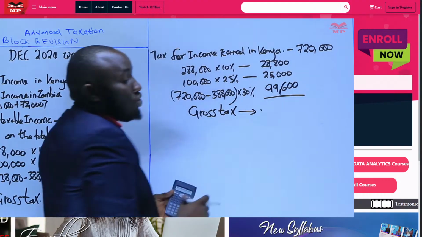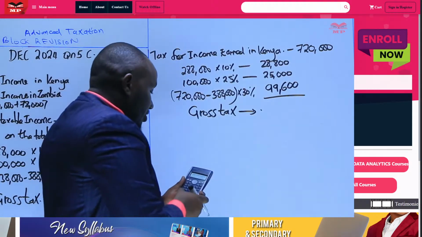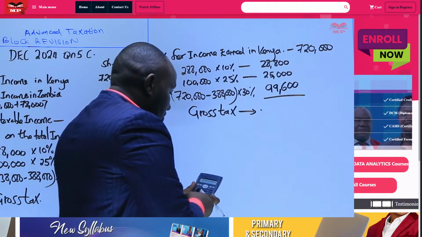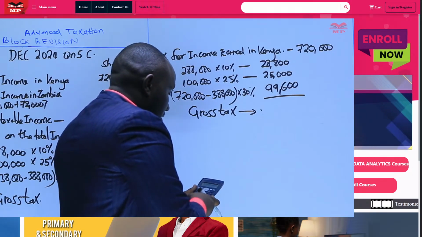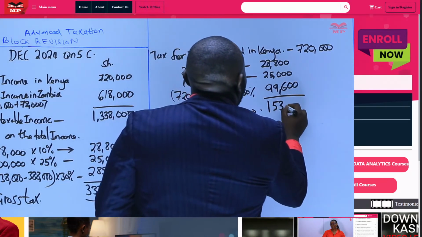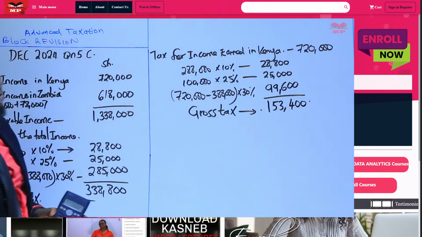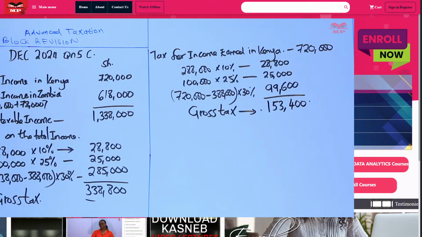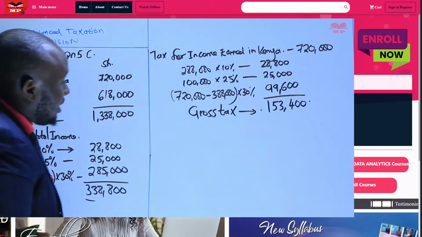We have the figure for the gross tax. So for the gross tax, we have 99 plus 25 plus 28,800. So we basically have a figure of 153,400. So we want to get the gross income expected tax in Zambia.